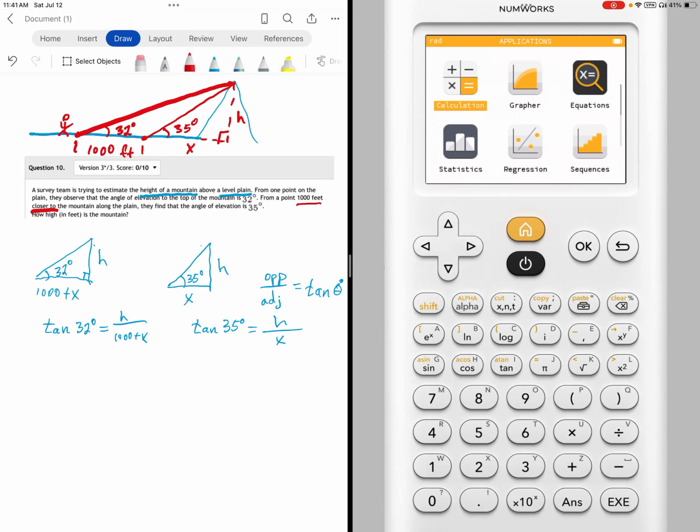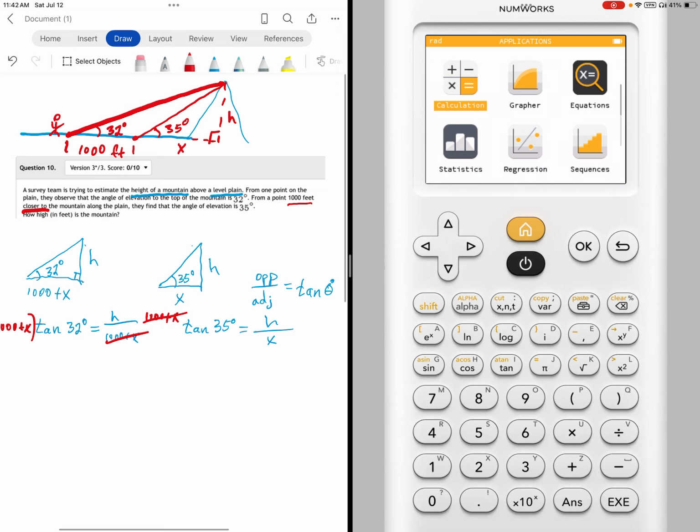For this one, we multiply both sides by 1,000 plus x, so that cancels. This tangent 35 one, we're going to multiply both sides by x. Those will cancel. And so now we've got that h equals (1,000 plus x) tangent of 32 degrees, and then we have x tangent of 35 degrees equals h. h is equal to h, so we can set these two statements equal to each other.